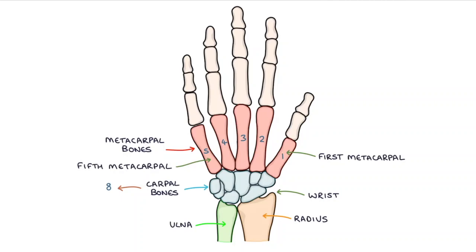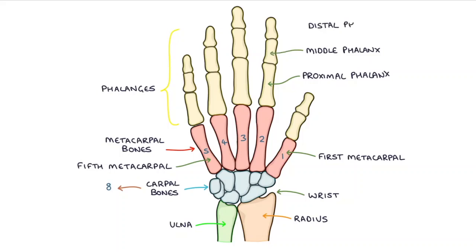The fingers and thumb contain the phalanges. Each finger has a proximal phalanx, a middle phalanx, and a distal phalanx. The thumb only has a proximal phalanx and a distal phalanx.